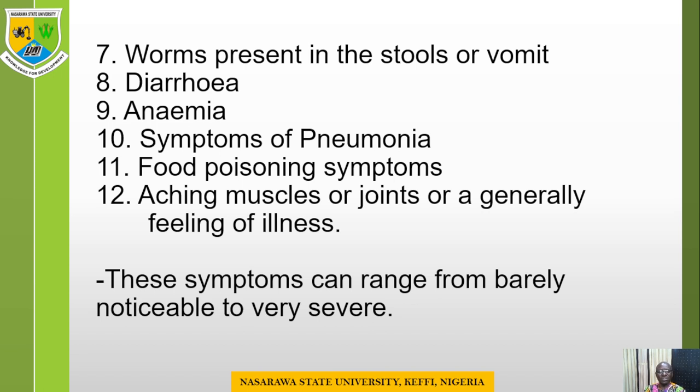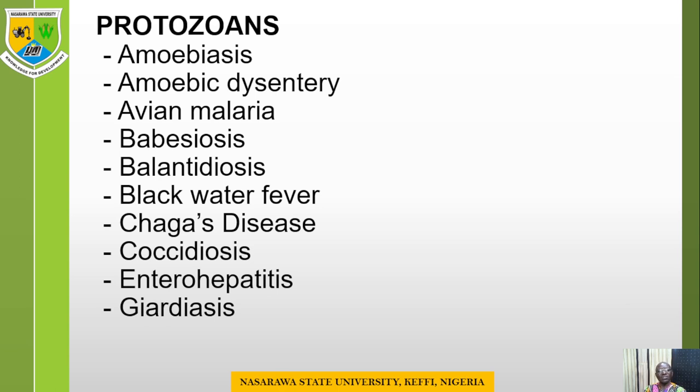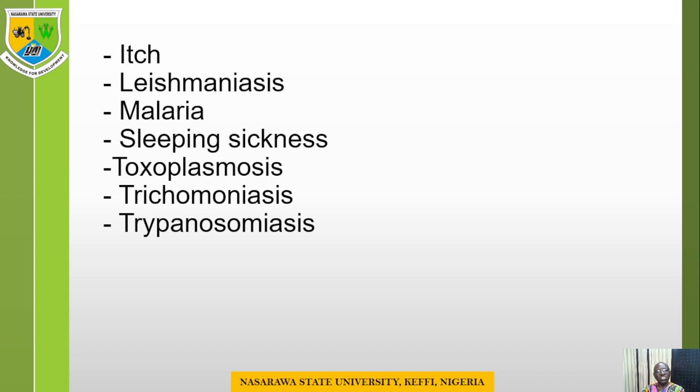And then food poisoning symptoms, aching muscles or joints, particularly with the Trichinella spiralis species I was talking about, or a general feeling of illness. These symptoms can range from barely noticeable to very severe. I just listed some of the protozoan species, namely amoebiasis, a disease condition caused by Entamoeba histolytica, amoebic dysentery, avian malaria, malariosis, babesiosis as a result of tick infection, balantidiosis, blackwater fever, Chagas disease, coccidiosis, enterohepatitis, and giardiasis, leishmaniasis, malaria, sleeping sickness, toxoplasmosis, trichomoniasis, and trypanosomiasis.